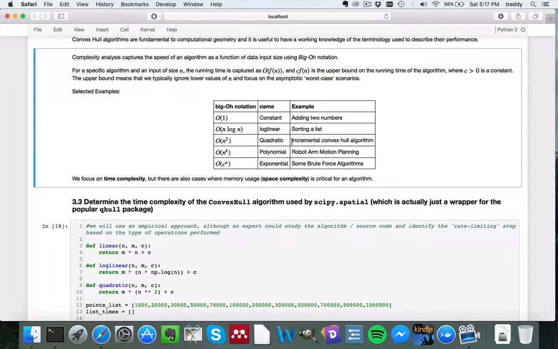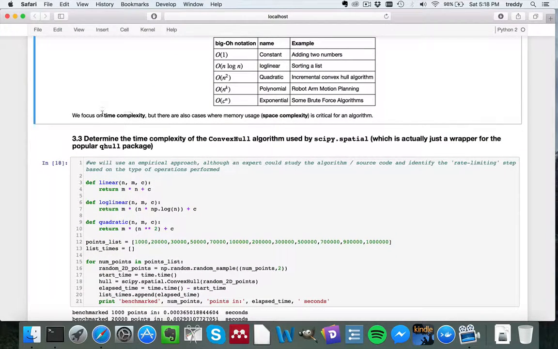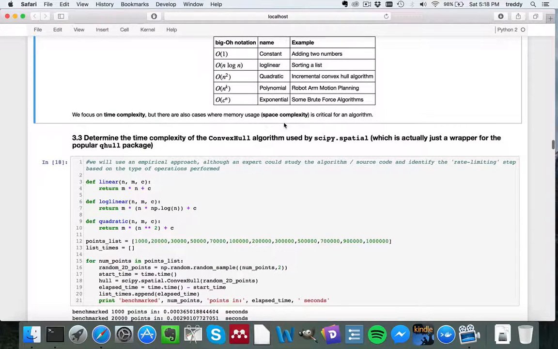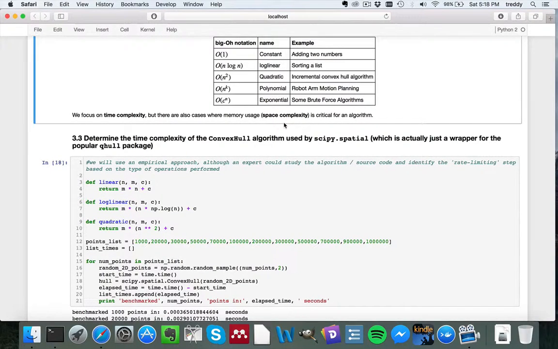Quadratic time complexity, which is true for some of the incremental convex Hull algorithms. There's also polynomial and exponential algorithms, which are quite a bit slower. Robot arm motion planning and, perhaps unsurprisingly, brute force algorithms tend to perform quite slowly, so the exponential time scale. We're going to almost entirely focus on time complexity, but there are algorithms where you have to think about the amount of physical memory, the amount of RAM that's being consumed in the computer as a result of the steps of the algorithm, so the space complexity of the algorithm.